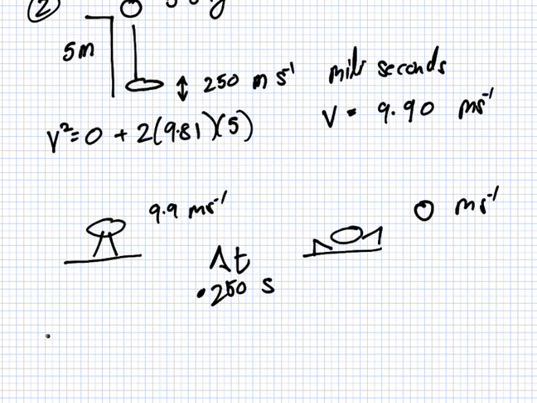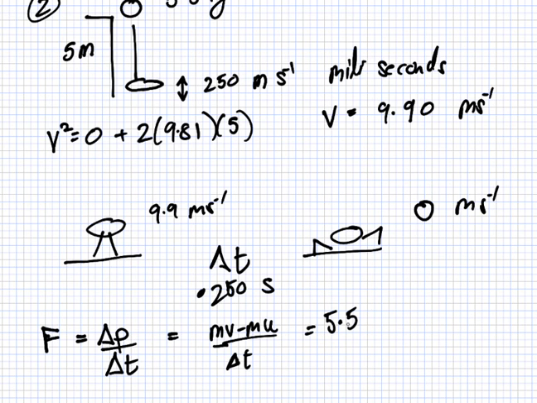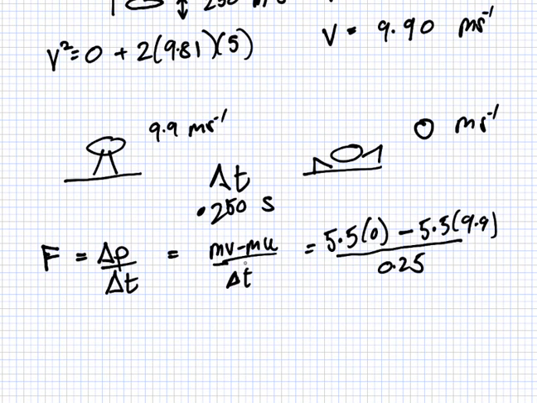No, what's the force? Force is change in momentum over time, and the change in momentum is mv minus mu, over time. The cat's mass was 5.5, so 5.5 times 0 minus 5.5 times 9.9, over 0.25. That is 218 newtons up. I wrote up to make it clear. The force is going up because the ground is slowing the cat down. It is minus in this case because I was taking down as plus.